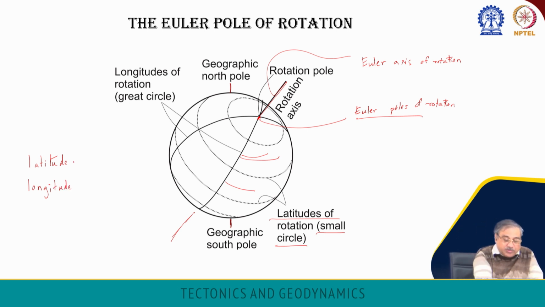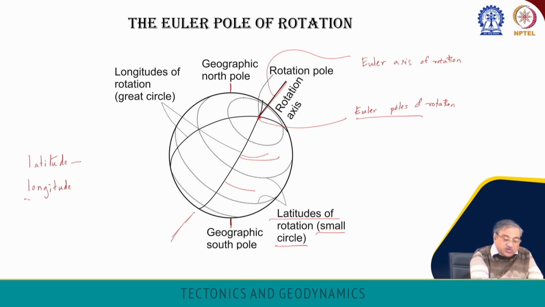So the latitude is the angular distance measured from the center of the Earth. Whatever angular distance is subtended by a point on the surface with respect to the center of the Earth, that is called the latitude. That is why any point on the equator would have a latitude of 0. The poles themselves have a latitude of 90 degrees.